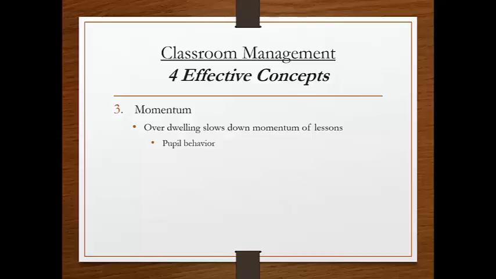What's an example of overdwelling? Pupil behavior would be an example of overdwelling. You're going to have minor disruptions, and that, again, is where that journaling comes in, figuring out, is it minor or major? Do we really need to look at it? So a person with momentum will be able to ignore it. We can deal with minor infractions using nonverbal cues.